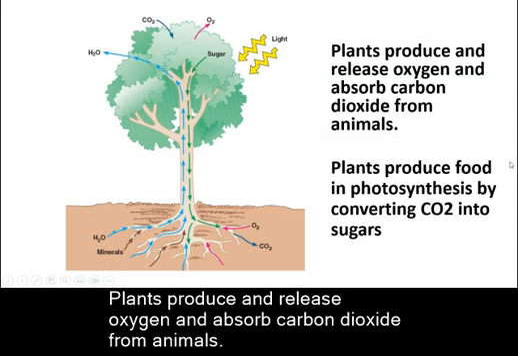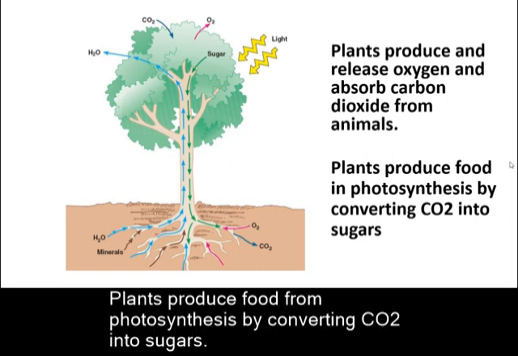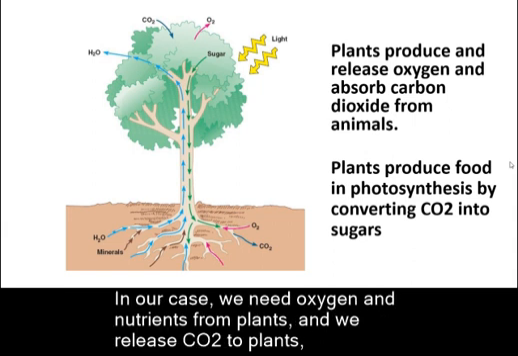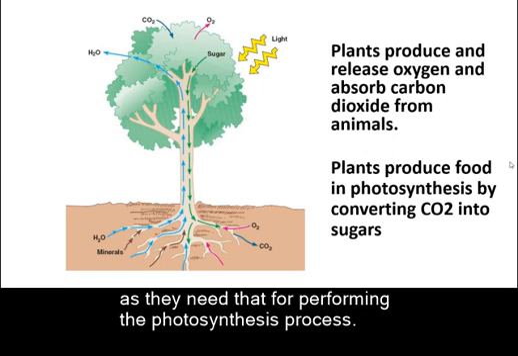Plants produce and release oxygen and absorb carbon dioxide from animals. Plants produce food from photosynthesis by converting CO2 into sugars. The sunlight shines on the leaves and produces sugar and oxygen. In our case, we need oxygen and nutrients from plants, and we release CO2 to plants as they need that for performing the photosynthesis process.